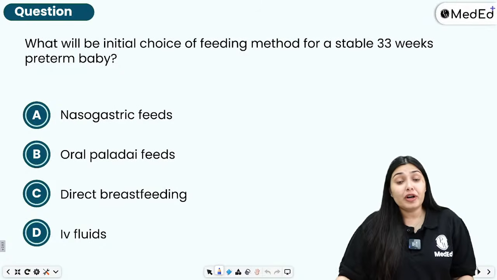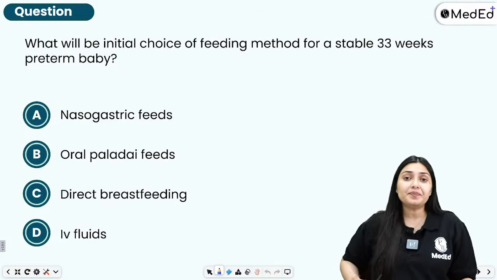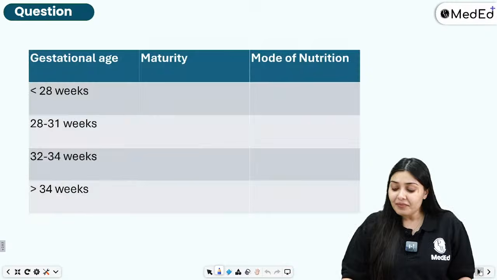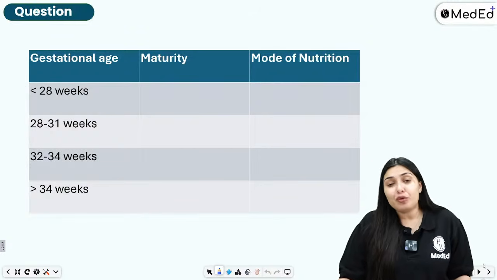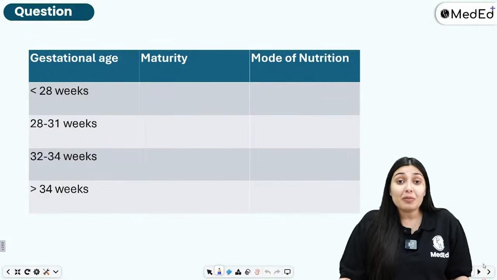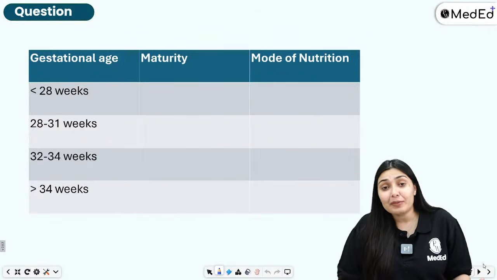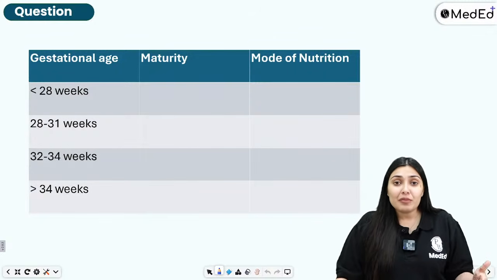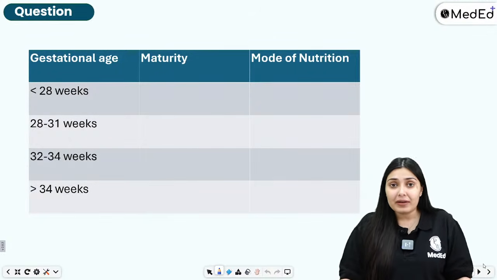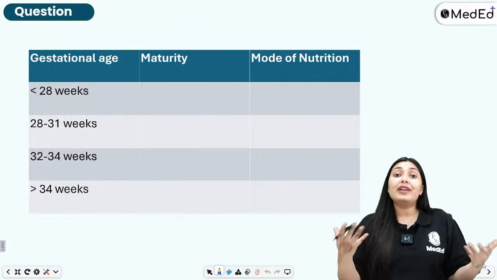Feeding of babies, preterm babies. If it is a term baby, I have no problem. I can directly put the child to the mother's breast and the baby can enjoy direct breastfeeding. But feeding in preterm babies is slightly complicated. It depends upon the maturity of the baby.